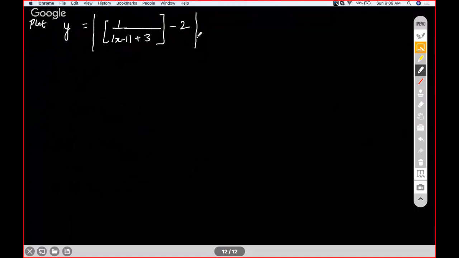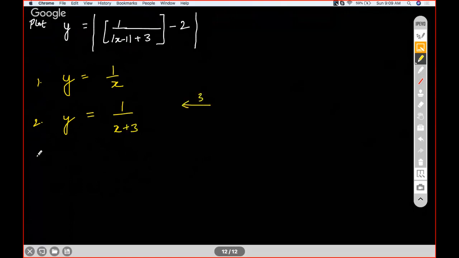So first, the basic graph is going to be y equals 1 by x. Then you shift x by 3 units, so x is replaced by x plus 3. You shifted 3 units to the left. Then you mod x, you find the absolute value of x plus 3.